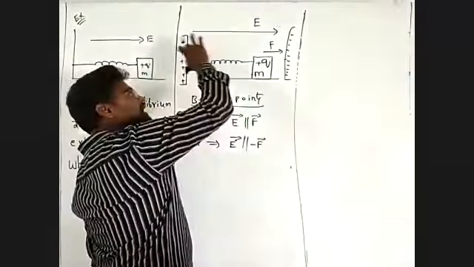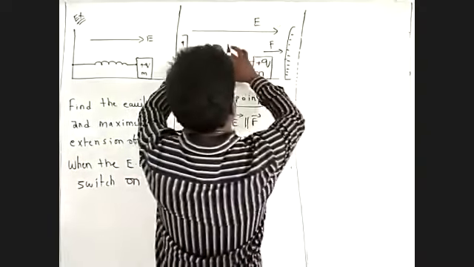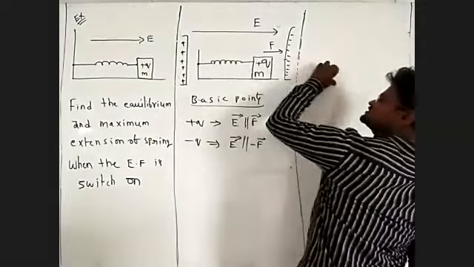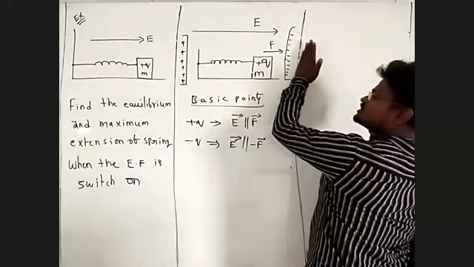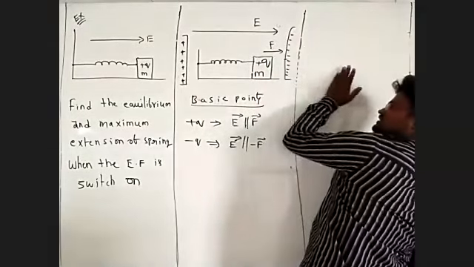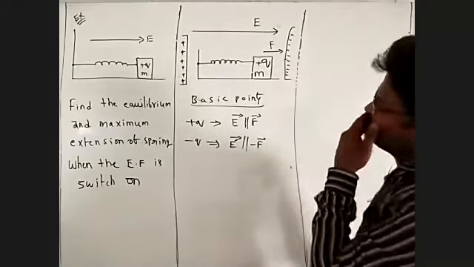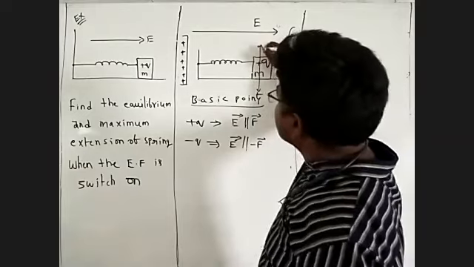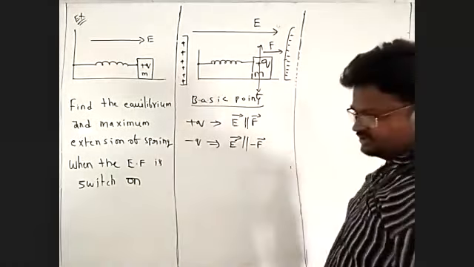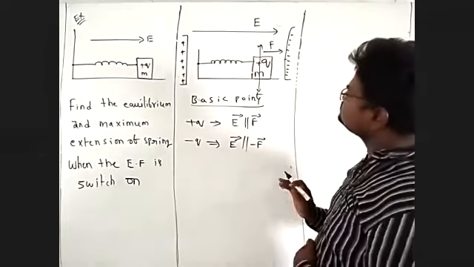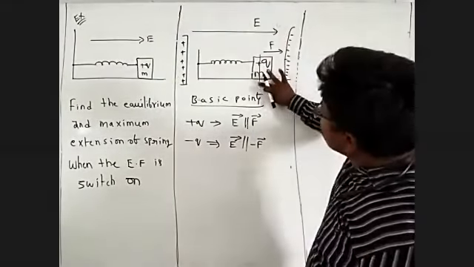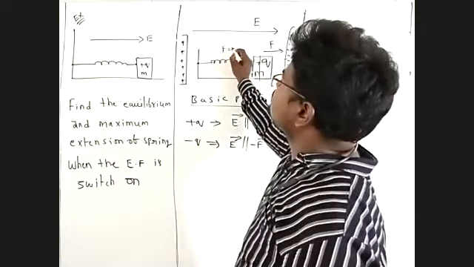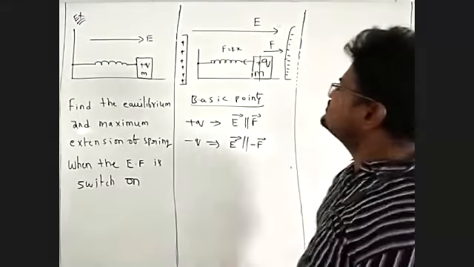The positive plate repels the charge in this direction, so the spring expands. The negative plate also attracts the positive charge in this direction, so the spring expands. Now, for example, I am taking this as the equilibrium position, where the block is at rest. Suppose this is the spring force. The restoring force is equal to kx.